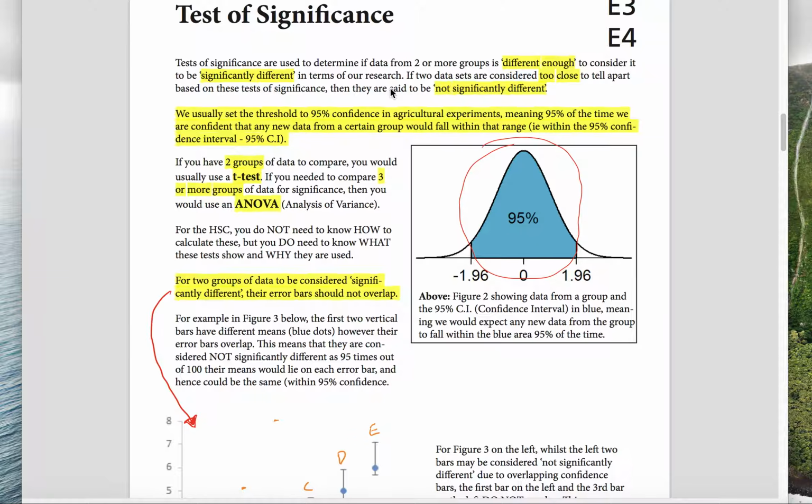In terms of test of significance, when we get two or more sets of data, we need to compare them to work out whether they're significantly different. If the data is too close to each other, we can't say that they're significantly different, and we call that not significantly different. In scientific experiments, we usually use what's called a 95% confidence interval. So for each bit of data, we work out the area where 95% of the data for the thing we measured falls. There's 5% left over, so 2.5% above and 2.5% below, with the mean in the middle, and 95% of the data falls within this area.